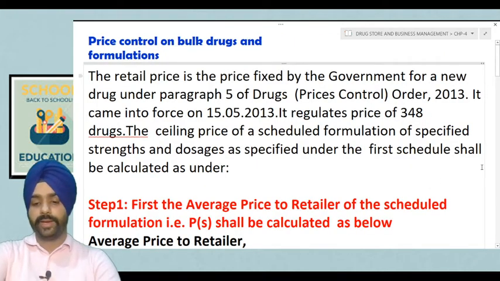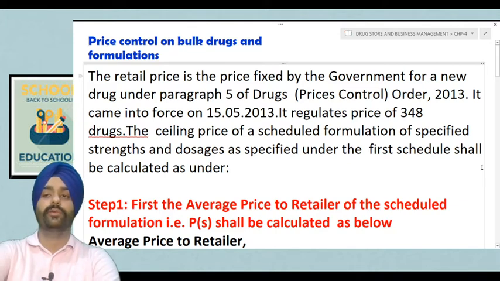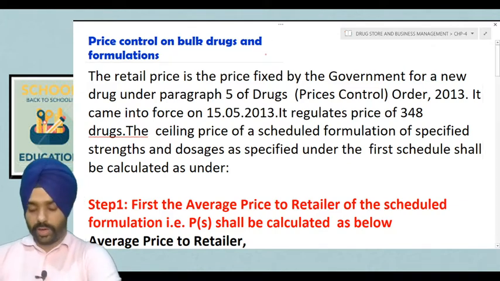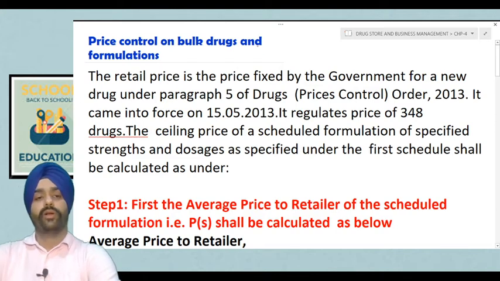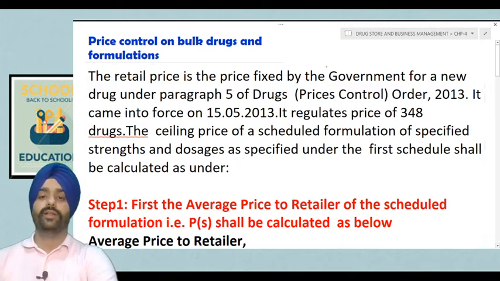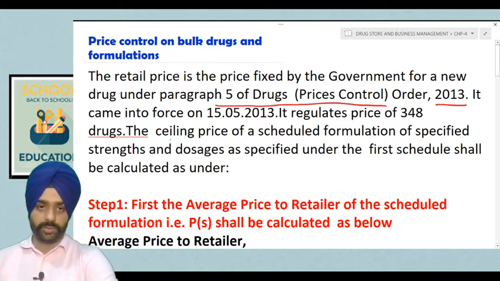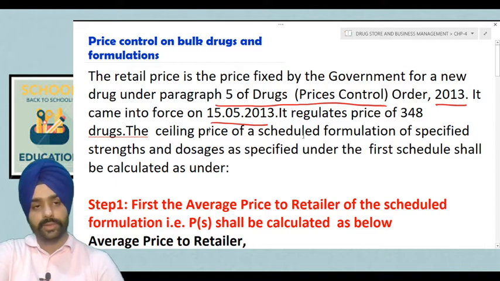Now the next topic is price control on bulk drugs and drug formulations. How is the price controlled for bulk drugs or formulations? Students, the retail price is fixed by the government for a new drug under paragraph 5 of the Drug Price Control Order 2013. It came into force on 15th of May 2013. It regulates the price of 348 drugs.